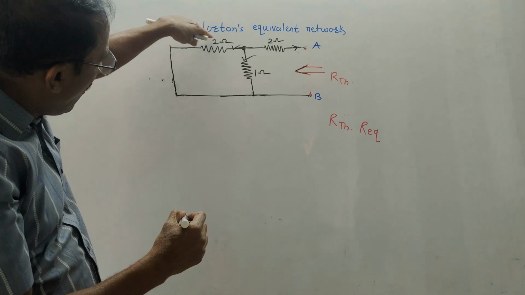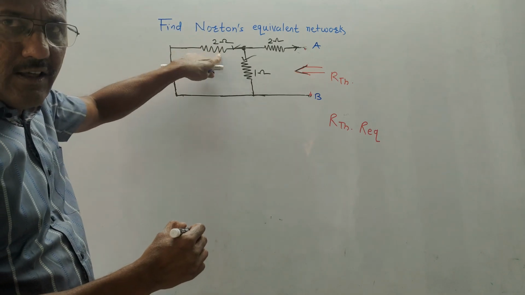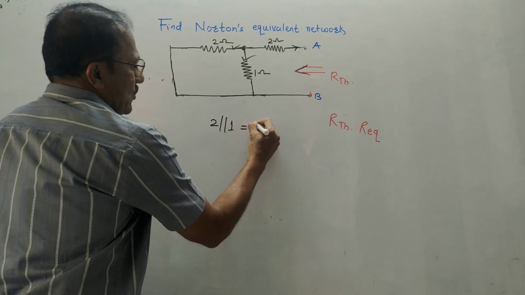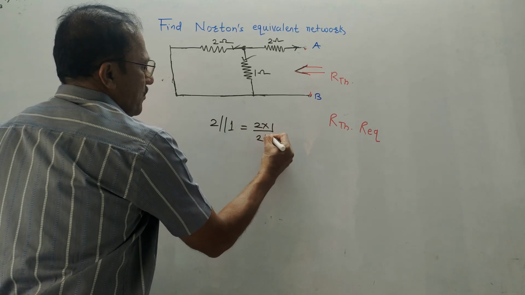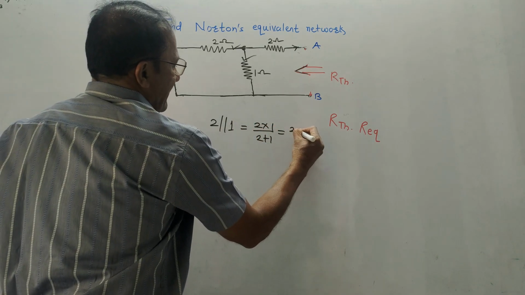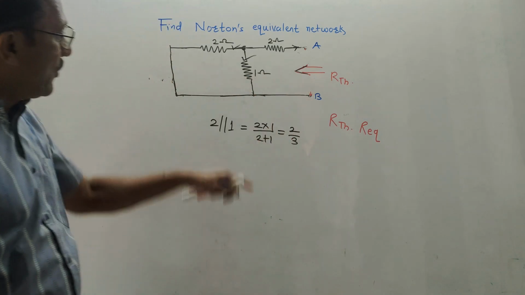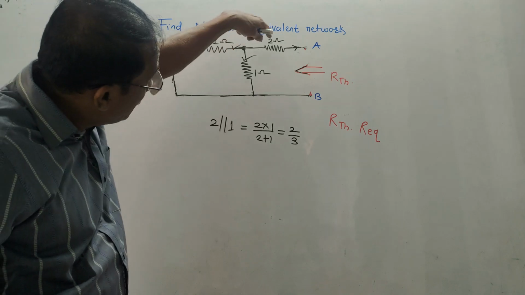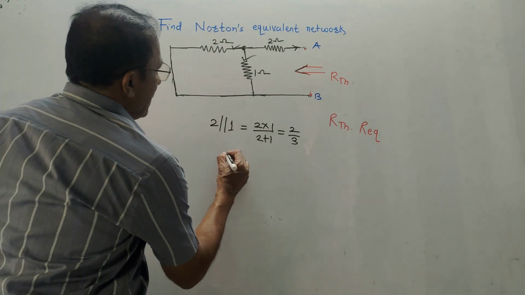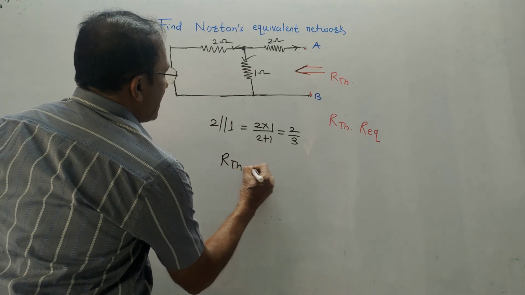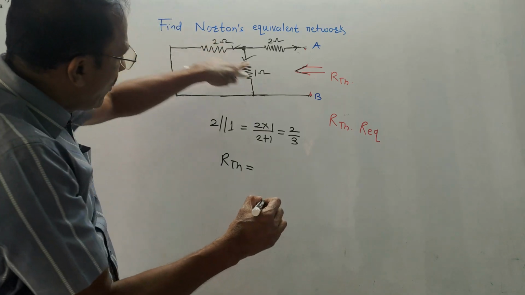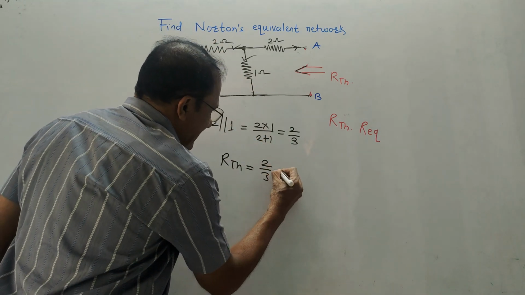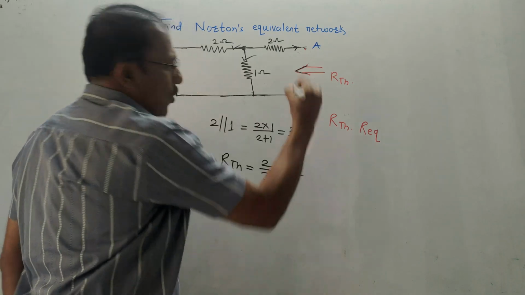That means 2 ohm and 1 ohm, they are in parallel. So I will write it like this, 2 parallel 1. How is it calculated? 2 into 1 divided by 2 plus 1, which is 2 by 3, that is 0.67. Since this is the first combination which was in parallel, next will be in series. So how to do it? I will directly write RTH is equal to, see, I have calculated the parallel combination of 2 and 1, which is 2 by 3. So this 2 by 3, series means plus 2 ohm.